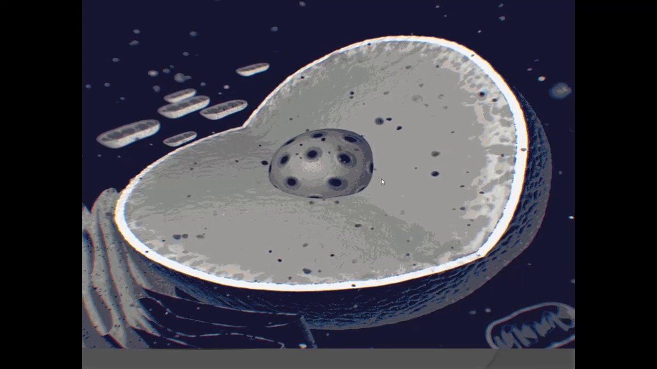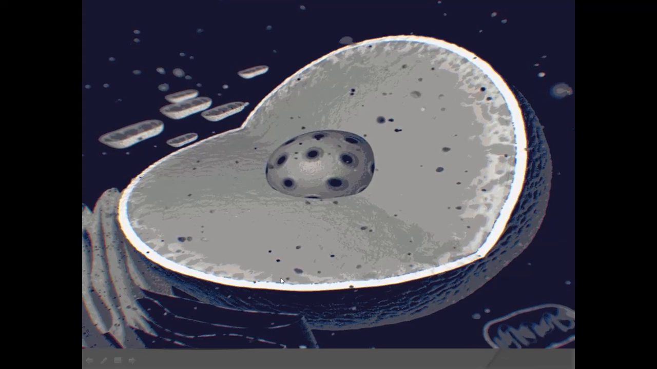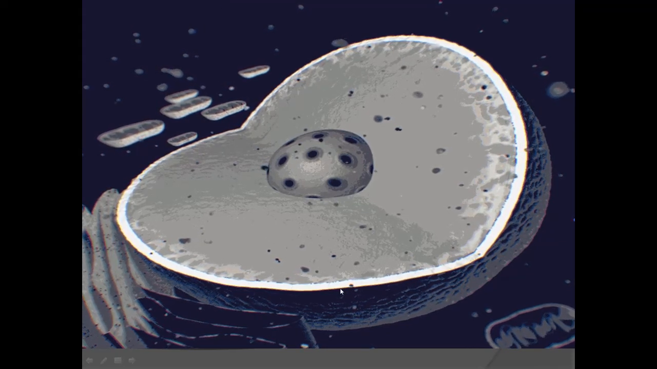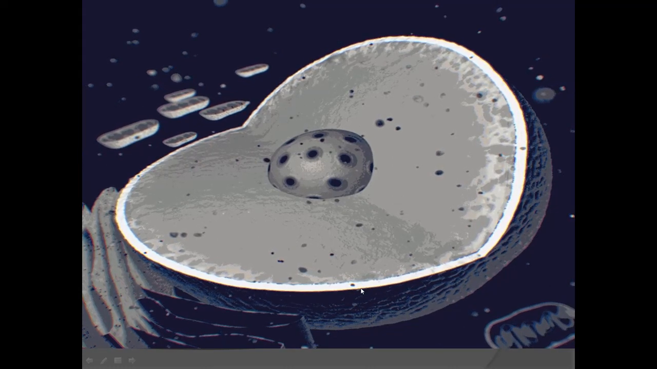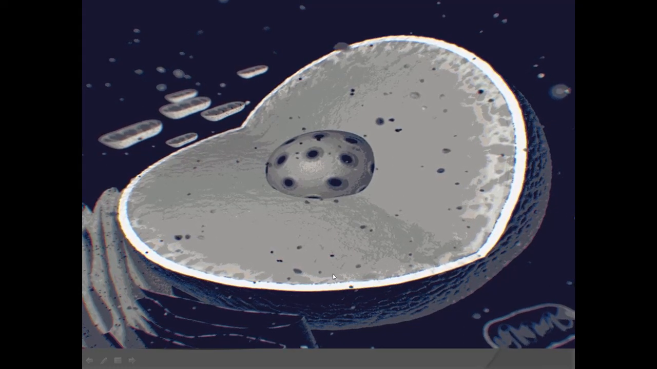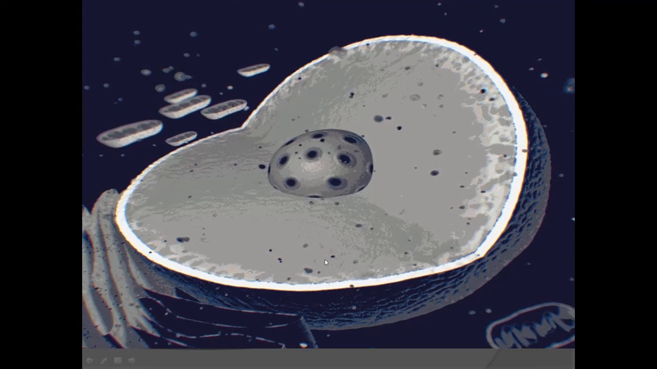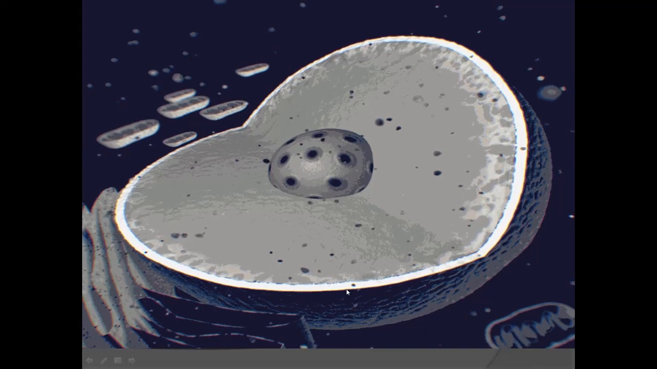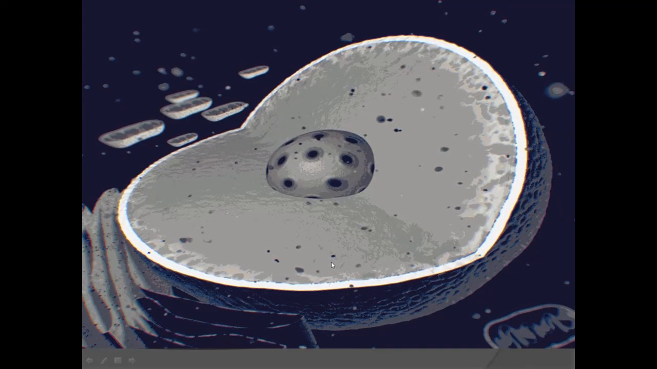Nucleus is separated from the cytoplasm by a nuclear membrane. This is the nuclear membrane. This membrane is also porous and allows the movement of materials between the cytoplasm and inside of the nucleus. So this layer allows certain materials to move inside the nucleus.